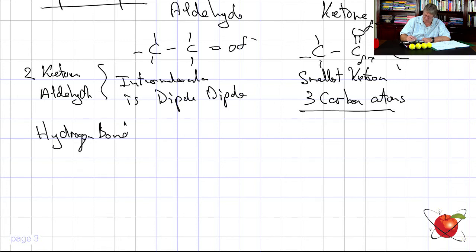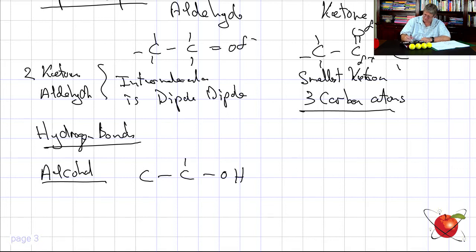Hydrogen bonds. There are 2 that we study that have hydrogen bonds. What will they be? The first one is an alcohol. Let's just have a quick look at this alcohol, just a simple character over here. We draw it like that, with our H's around there.